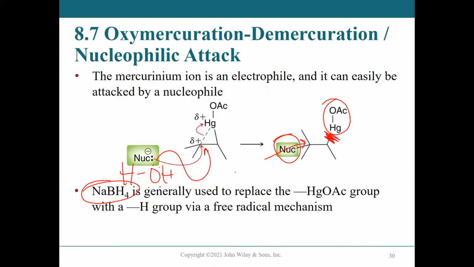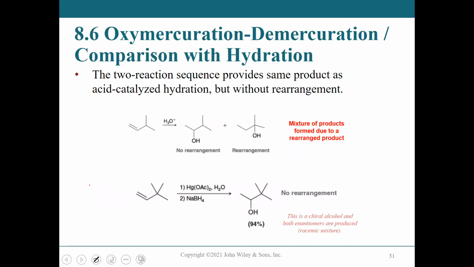We don't need to know the mechanism. Of course, we don't need to know the mechanism of the sodium borohydride either. I mean, that's coming later. You actually will learn it in organic chemistry too.